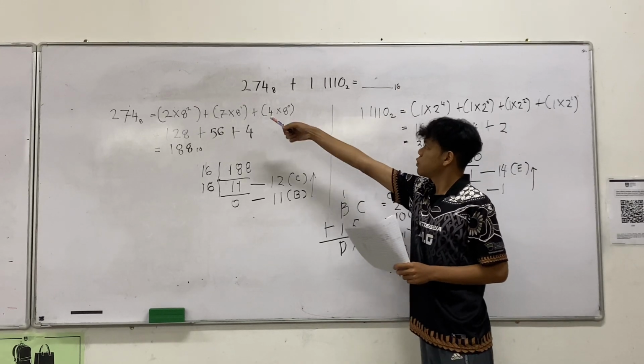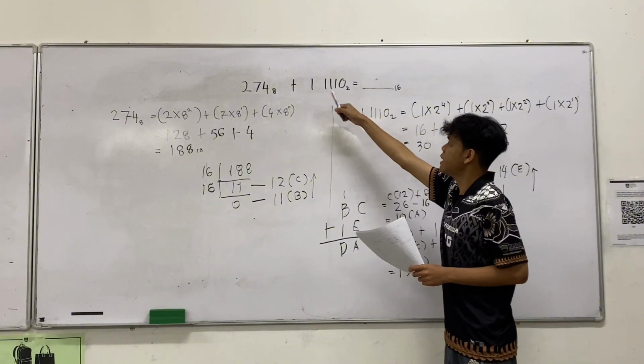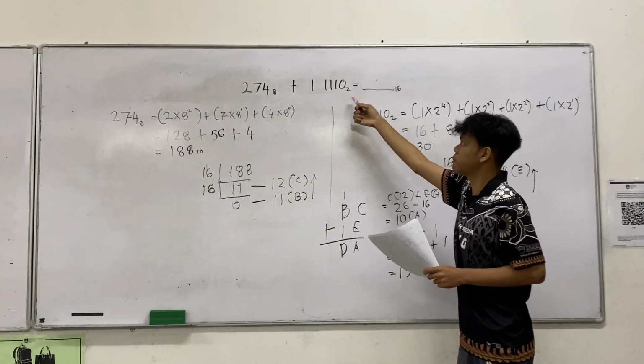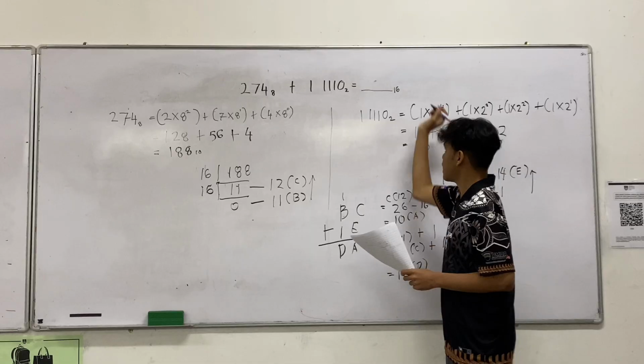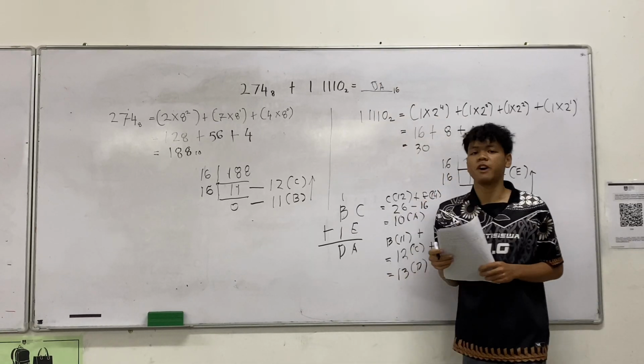So 274 base 8 plus 11110 base 2. So we get DA as the final answer.